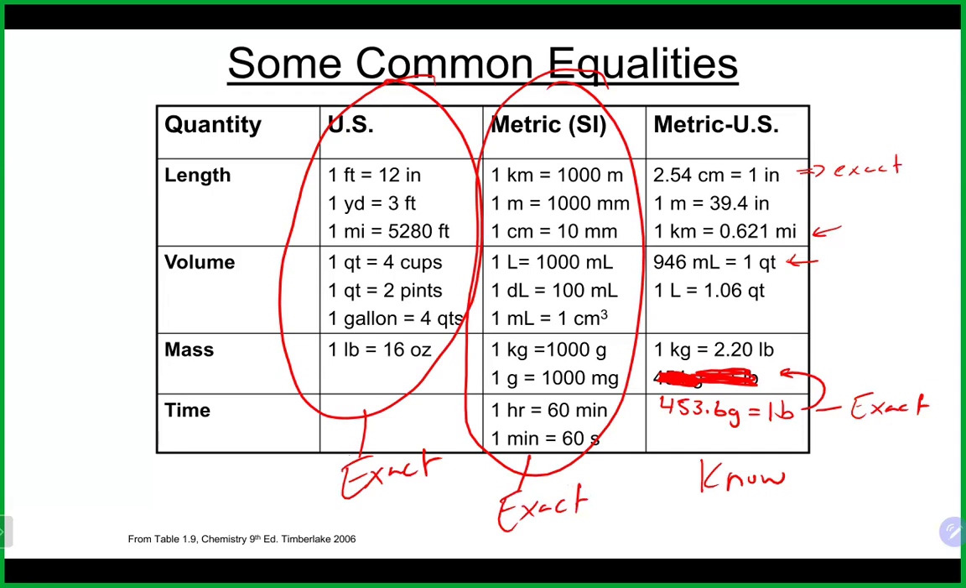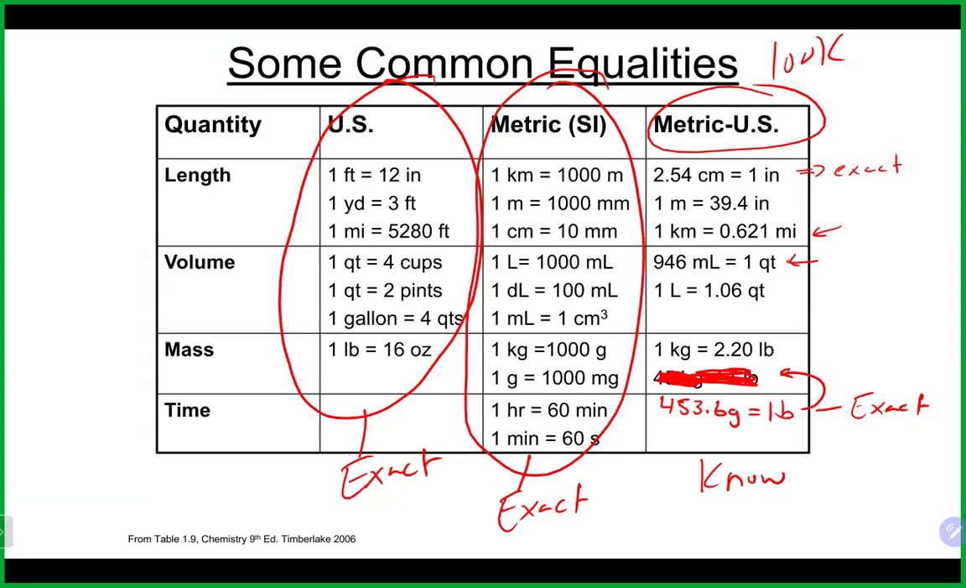It is only when you get to the last column here that you should worry. So you do need to look at these. When you cross over and do a metric to US conversion or equality, you do have to look at the significant figures, except for obviously the first one, which is considered exact. And at this school, apparently they consider the bottom one exact as well. So we'll go with it. 453.6 grams is 1 pound.